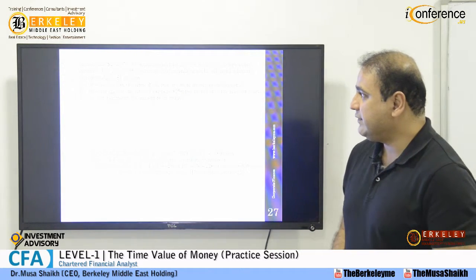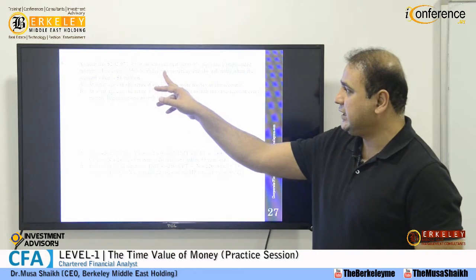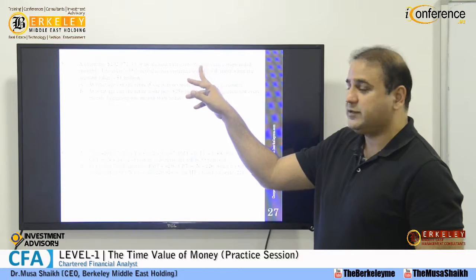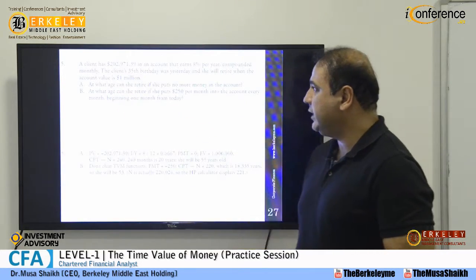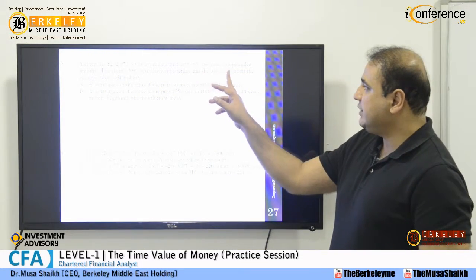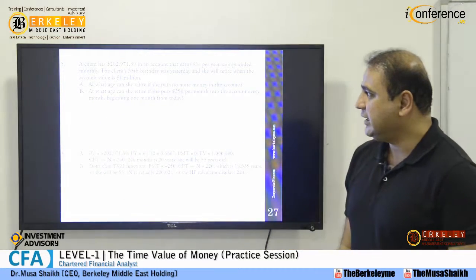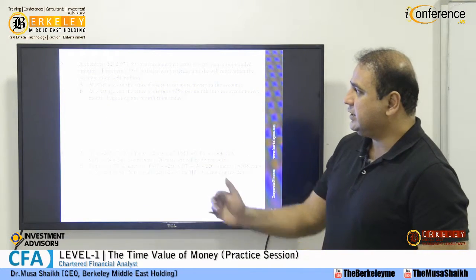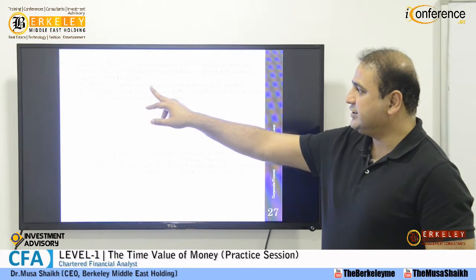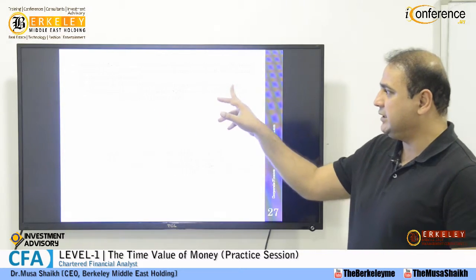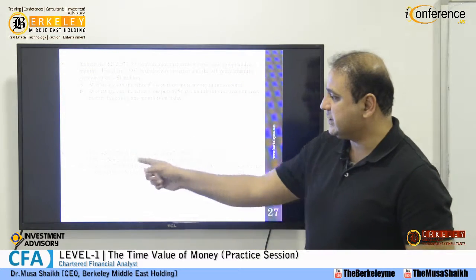Moving forward, we have another question. A client has 202,971.39 in an account that earns 8% per year, compounded monthly. The client's 35th birthday was yesterday, and she will retire when the account value is 1 million. So in that particular scenario, there are two questions. At which age can she retire if she puts no more money in the account? So when she will get 1 million, this is the first question which we can solve.